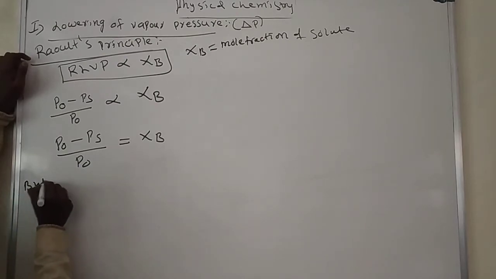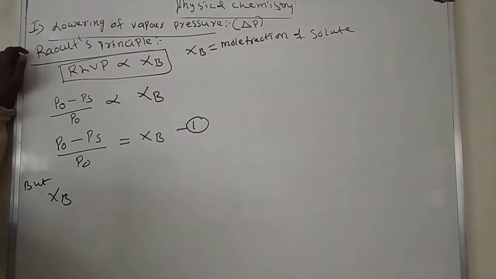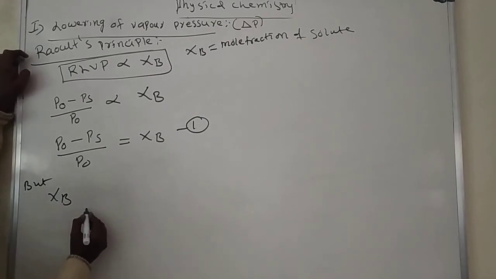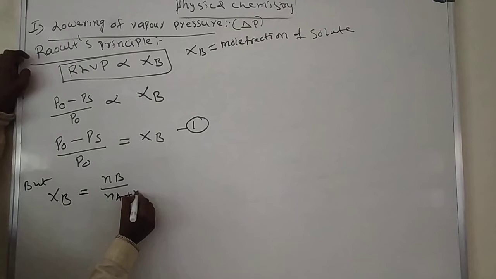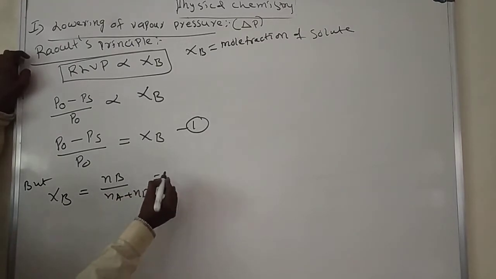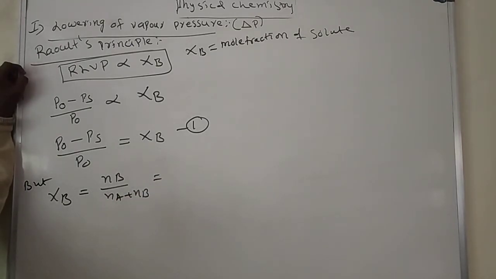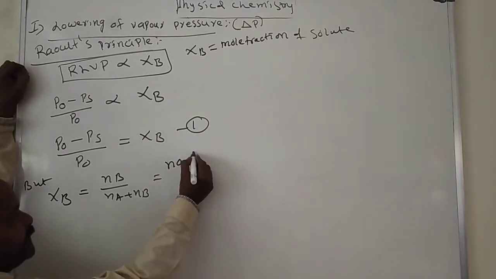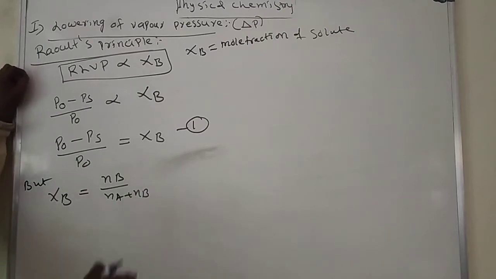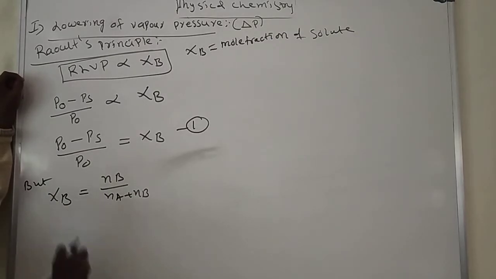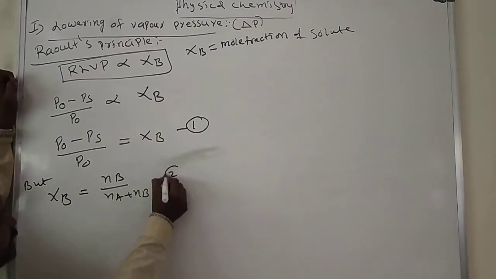This is the first equation. Mole fraction of the solute Xb is equal to Nb by Na plus Nb. What is that? The ratio between number of moles of solute and total number of moles is called the mole fraction of the solute. This is the second equation.